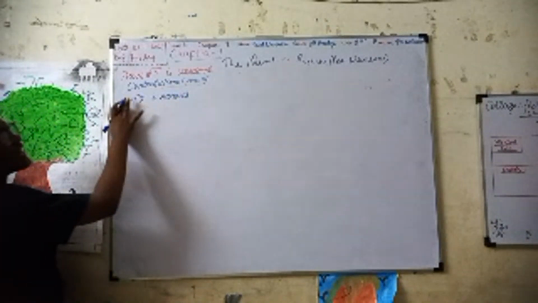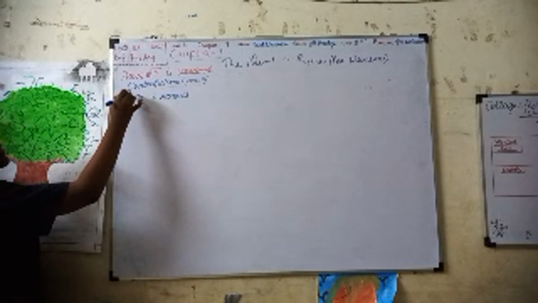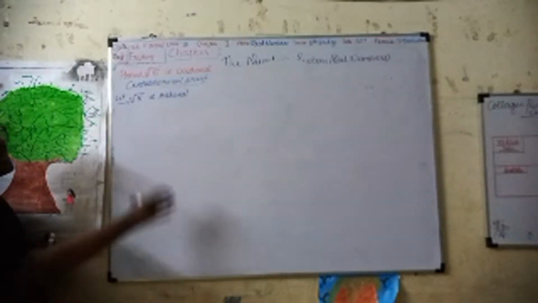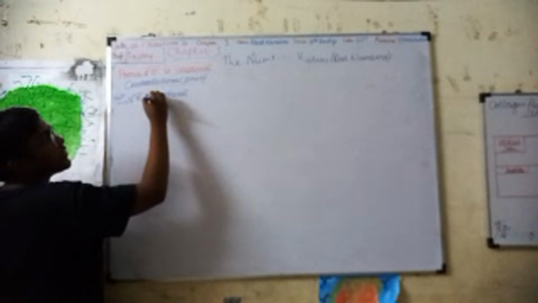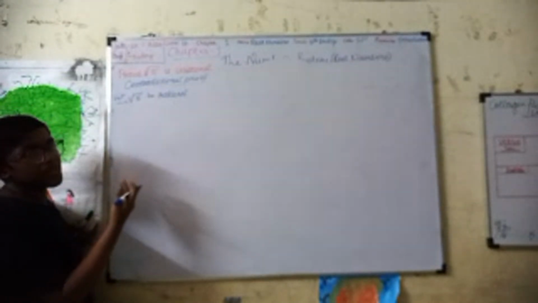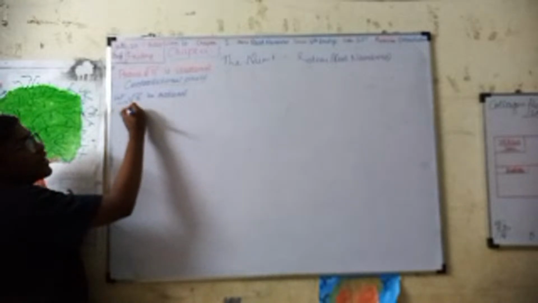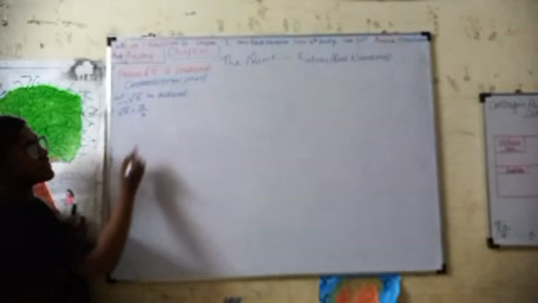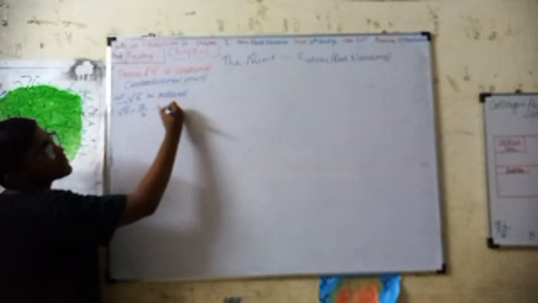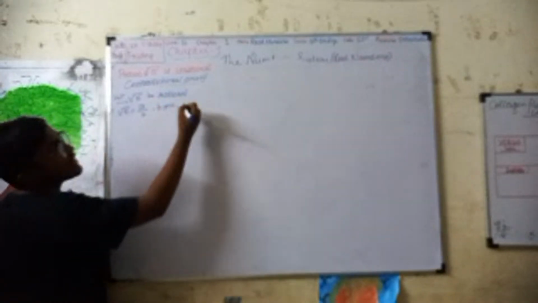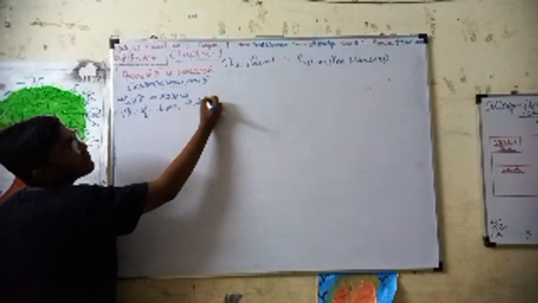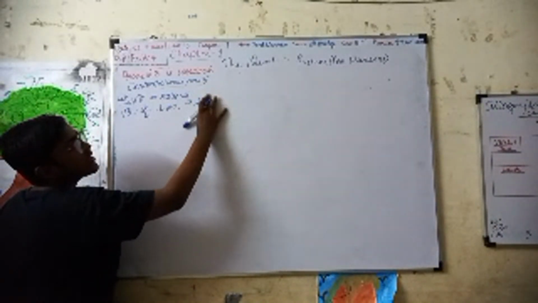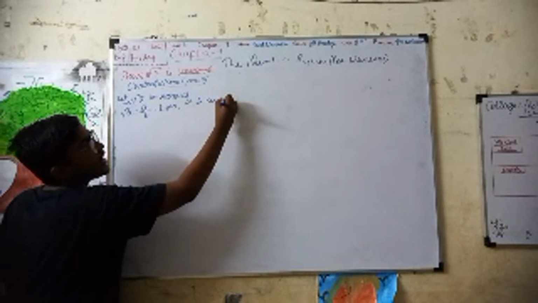So we should not write root 5 is rational. Let root 5 be rational, because that is a false statement. So we should assume it. Let root 5 be rational. So root 5 equals a by b. Correct? For a rational number, the denominator should not be 0. And a and b are integers.